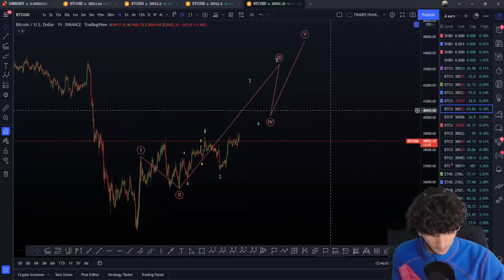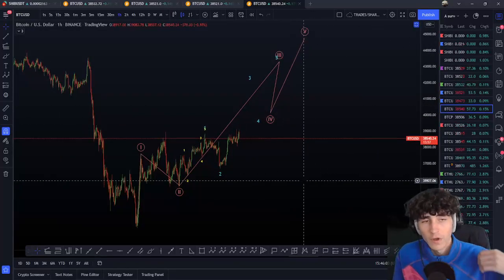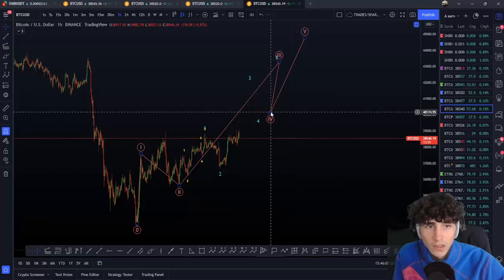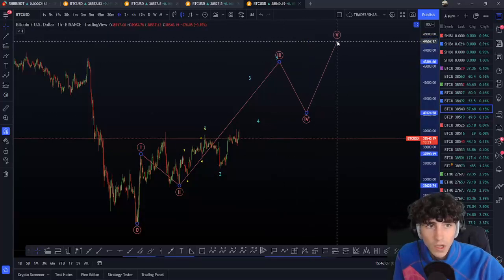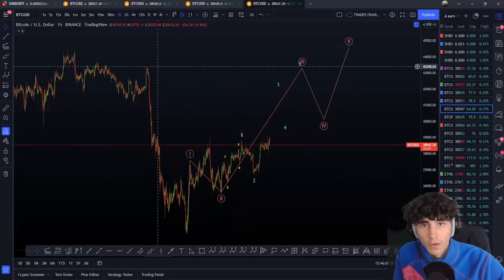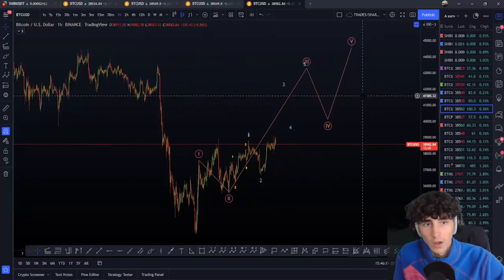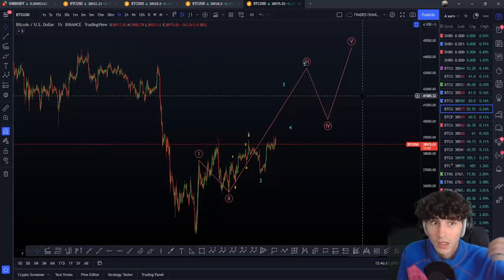Sorry. So if we are going and pushing higher and higher and higher, this is what we want to see here, okay? So it will give us a top around the high, or around the highs here. Now it depends how it plays out exactly, okay?